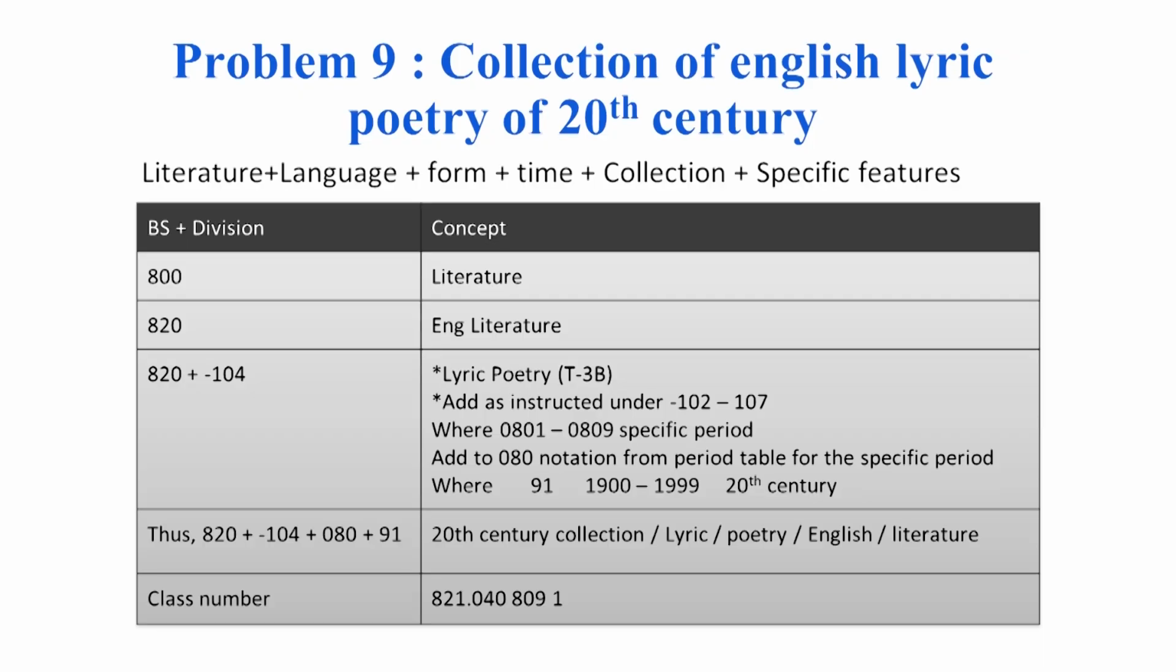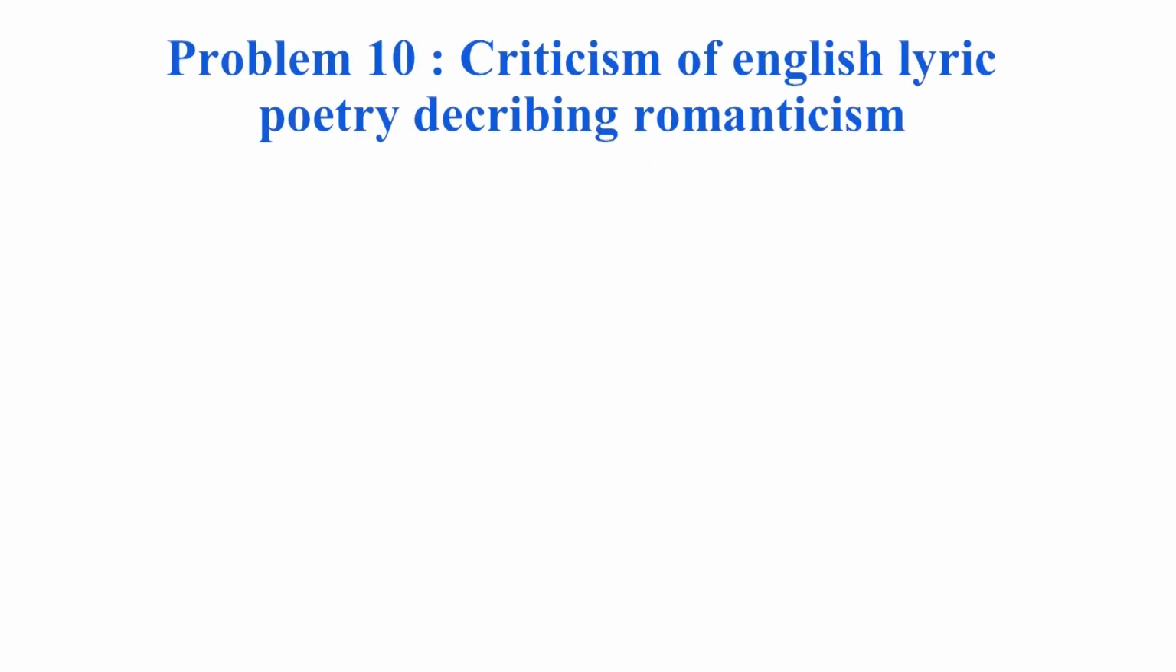That means 91 means time, 080 means collection, 104 means a kind of poetry, that is lyric poetry, and before that 820 for a particular language literature will come, that is 820 English literature. So the class number would be 821.0408091. Now we will obtain another thing, that is criticism of English lyric poetry describing romanticism.